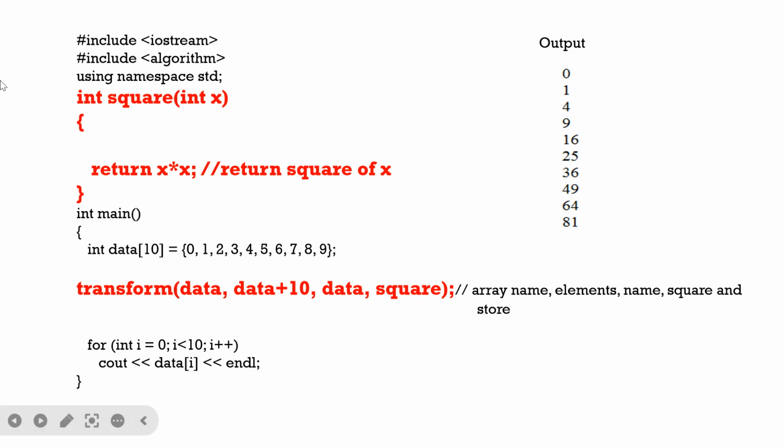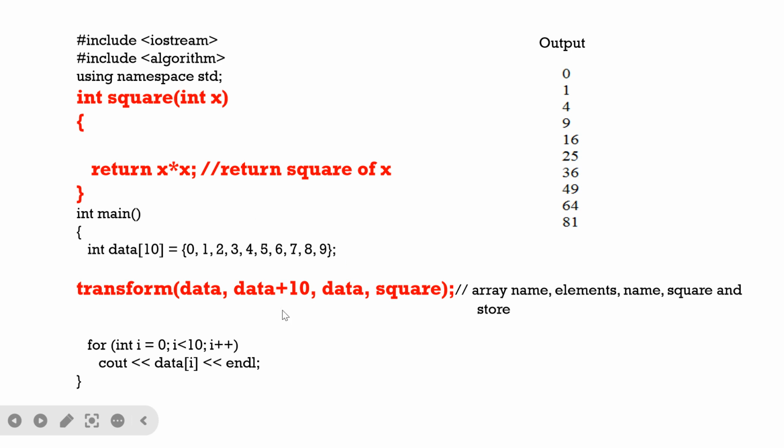So in this program, int data has the 10 values 0 to 9. In transform(data, data + 10, data, square), data plus 10 is nothing but the size of the particular data array, and data is again the name of the array, and square is nothing but the functor. So for square, we are passing only one argument, the value, so that this function will be executed for all the values inside data.